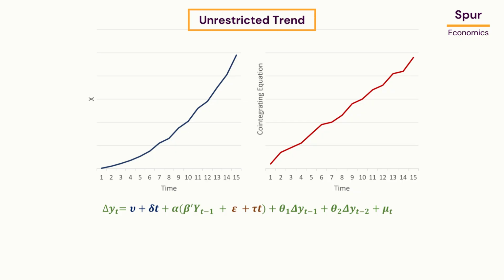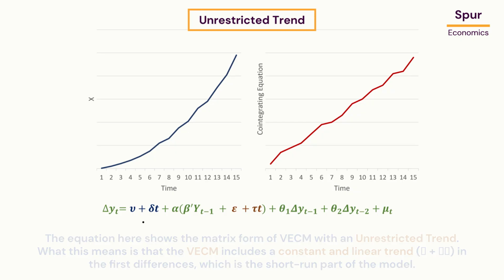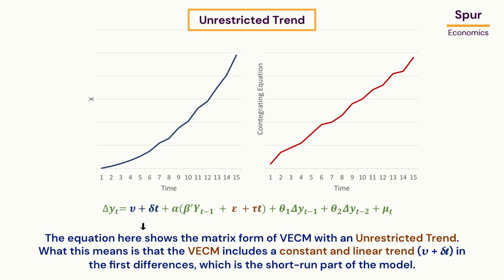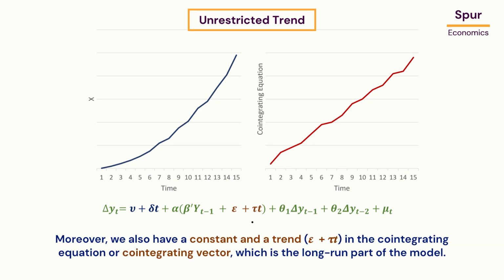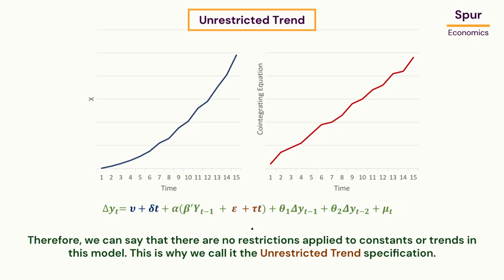Here, we will discuss all of these one by one. First, let us take a look at the unrestricted trend specification. The equation here shows the matrix form of VECM with an unrestricted trend. What this means is that the VECM includes a constant and linear trend in the first differences, which is the short-run part of the model. Moreover, we also have a constant and a trend in the cointegrating equation or cointegrating vector, which is the long-run part of the model. Therefore, we can say that there are no restrictions applied to constants or trends in this model. This is why we call it the unrestricted trend specification.